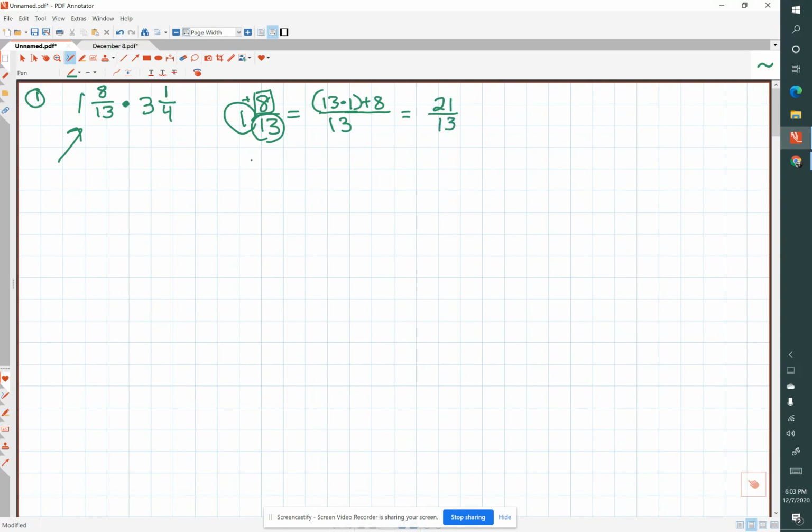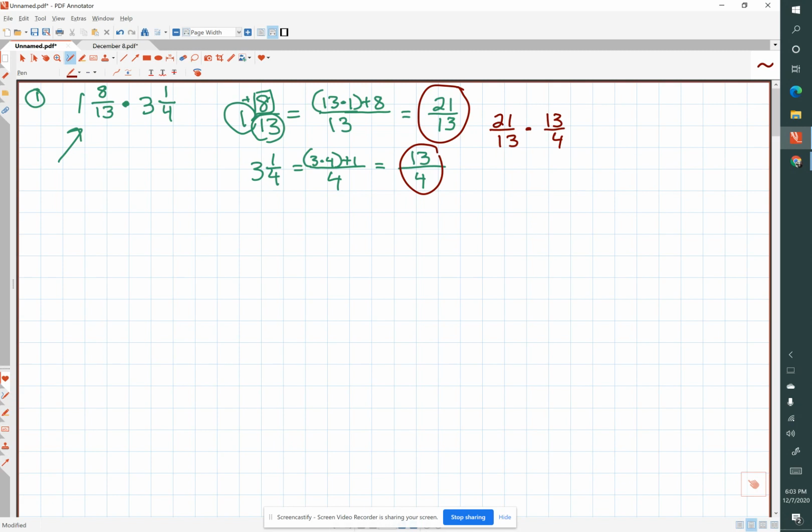Now let's look at this 3 1/4. So keep the denominator the same. 3 times 4 plus 1. 3 times 4 is 12, plus 1 more is 13. So now we've got our two improper fractions, 21 over 13 and 13 over 4. Now we can multiply those together. 21 over 13 times 13 over 4.